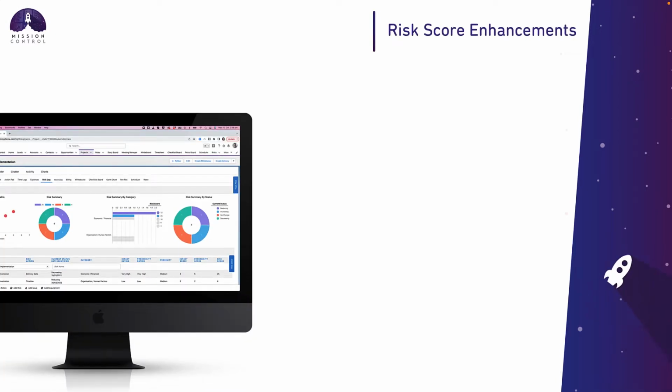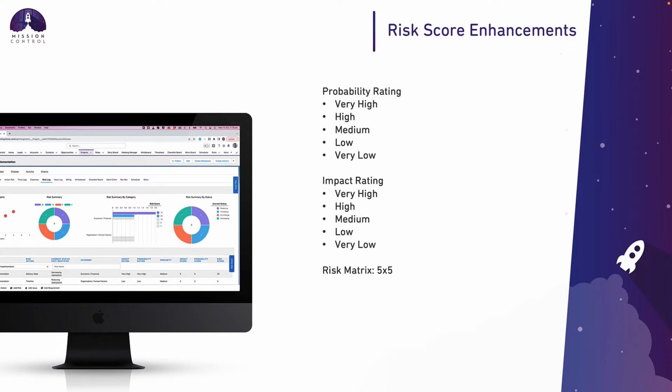Risks. So the overall risk score has been changed. Previously the probability rating and the impact rating both had three options of high, medium, and low. For both of those fields, we've just added in a very high and a very low option, moving that from a 3x3 matrix to a 5x5, just giving you a broader spectrum on how to assess your risks.